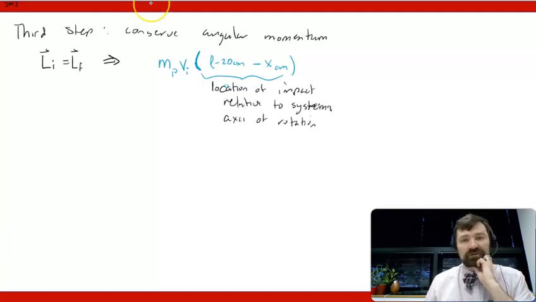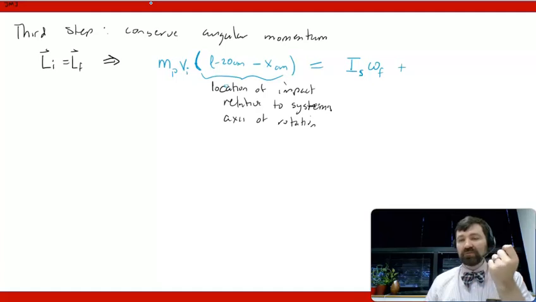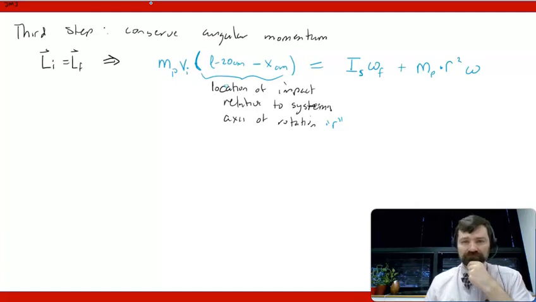And that in turn should be equal to the moment of inertia for the stick times omega final plus essentially the moment of inertia for the puck, which again, even though the puck has some thickness, we're going to approximate as a point-like thing. And so that would basically just be mass of puck times, and we could call this whole distance r, so it'd just be mass of puck times r squared times omega. Where this omega is omega final.